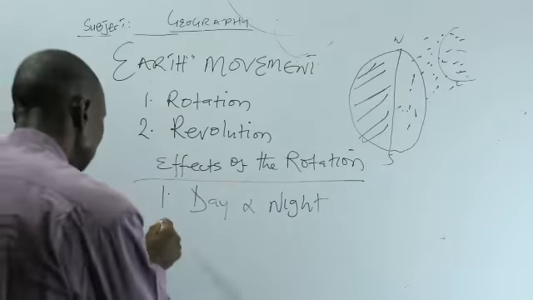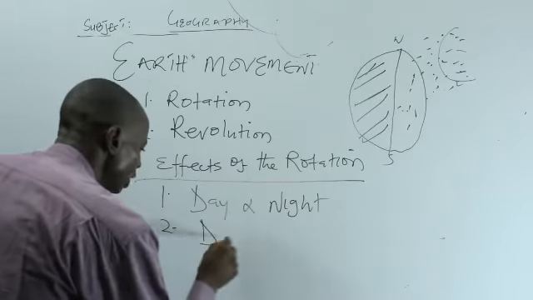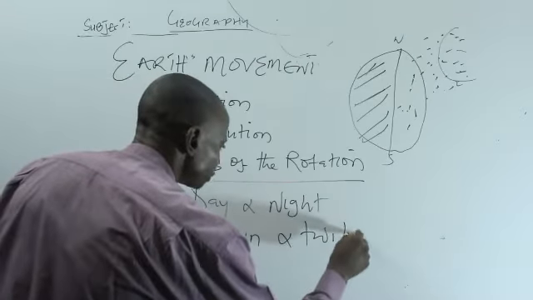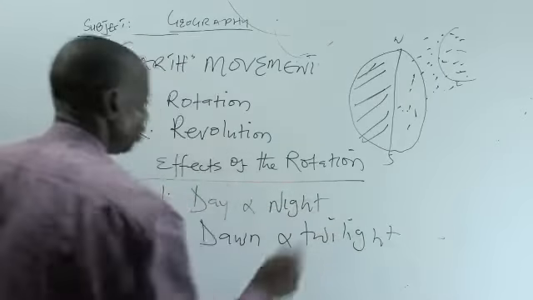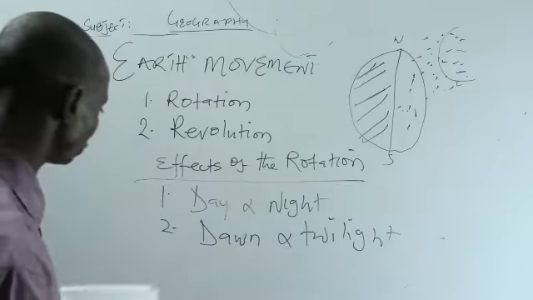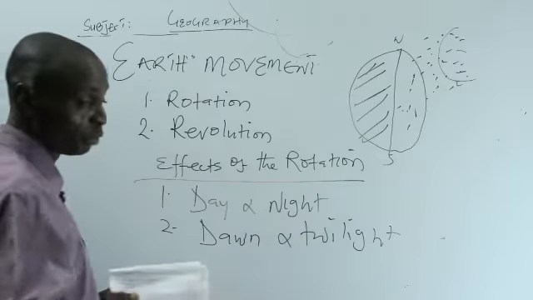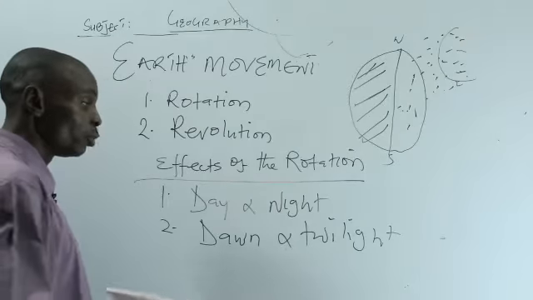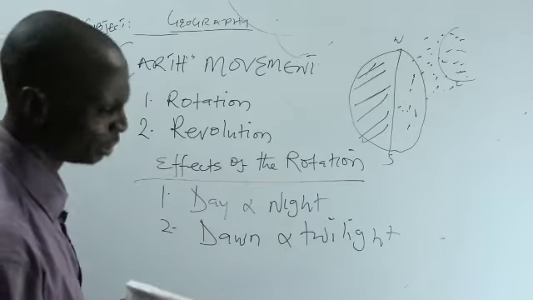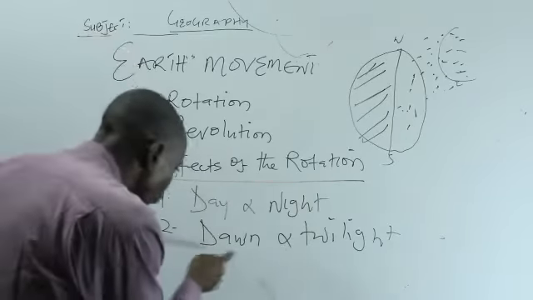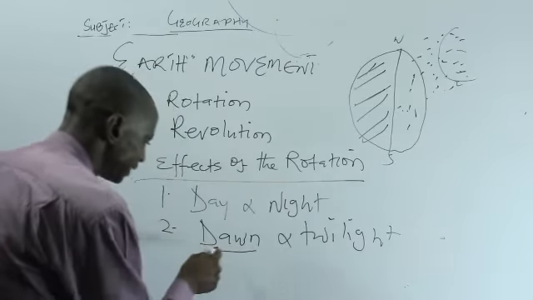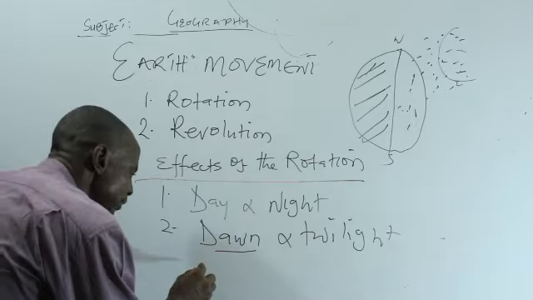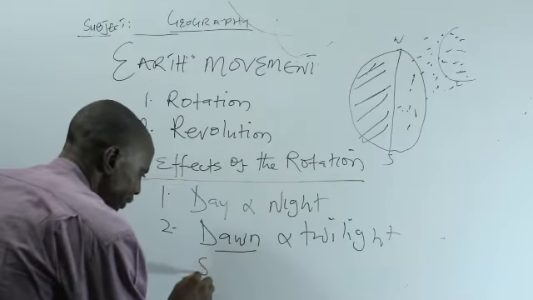Then number 2 is what we call dawn and twilight. I think some of you that go to clubs say we are going to dance till dawn. Have you ever thought about what we mean by dawn? It is the period between the sunrise.